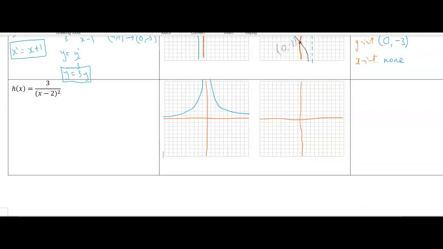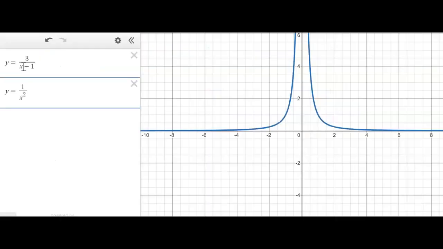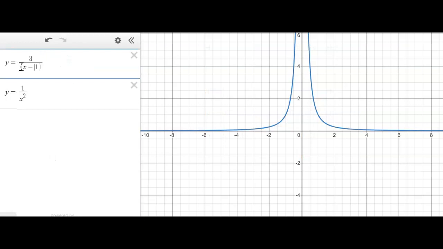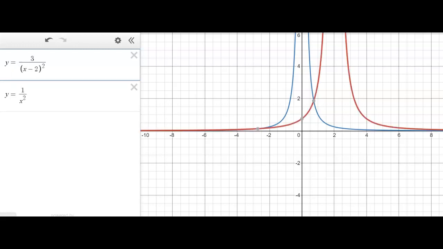All right, now what do we got? 3 over (x minus 2) squared. Let's do the other graph. Power of 2 and change that to 2. There you can see our transformed graph. It's been shifted to the right 2, and it's also been dilated by a factor of 3 from the x-axis.